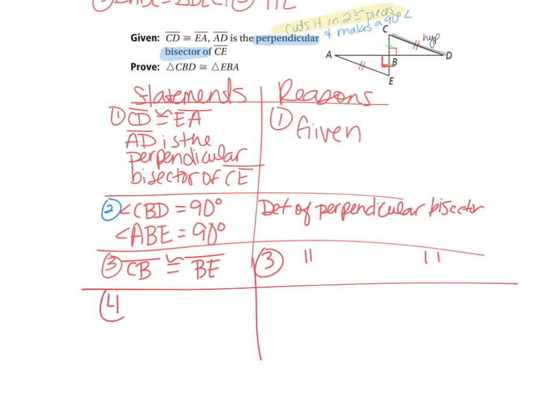Okay, now, do we have that they're right triangles? Yes. Do we have a hypotenuse? Yes. Do we have a leg? Yes. So we have enough to say that triangle CBD is congruent to triangle EBA because of the Hypotenuse-Leg Theorem.